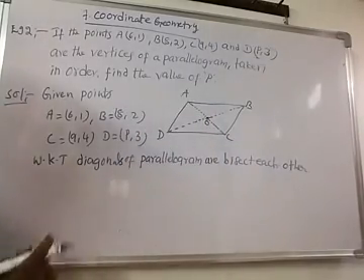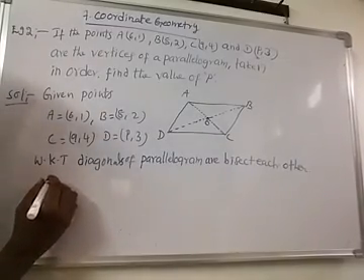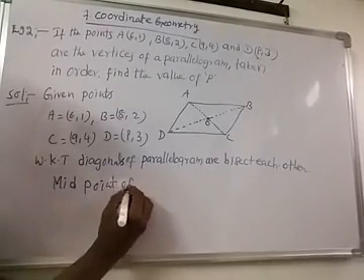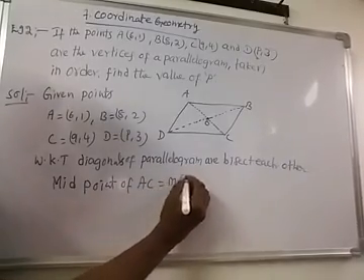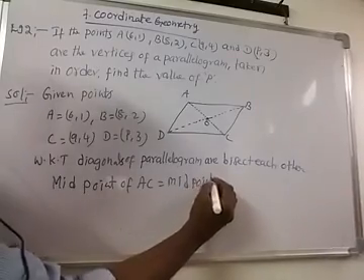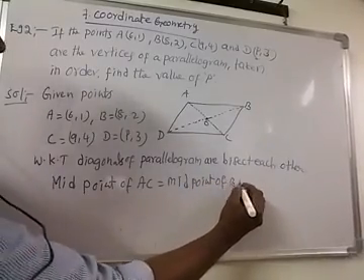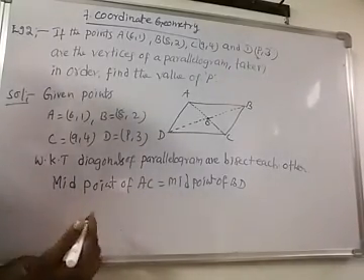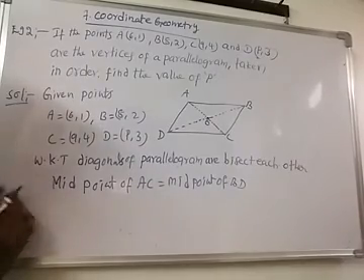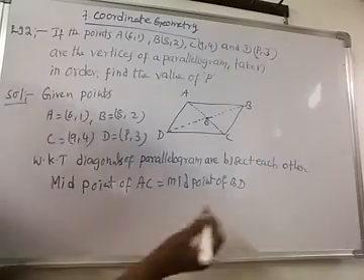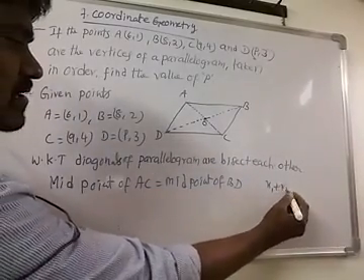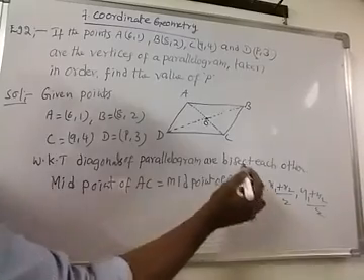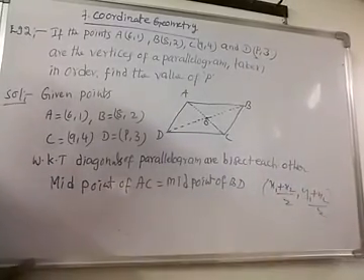So the midpoint of AC is equal to the midpoint of BD. So we know, what is the midpoint of 2 points? That is (x1 plus x2)/2, (y1 plus y2)/2.